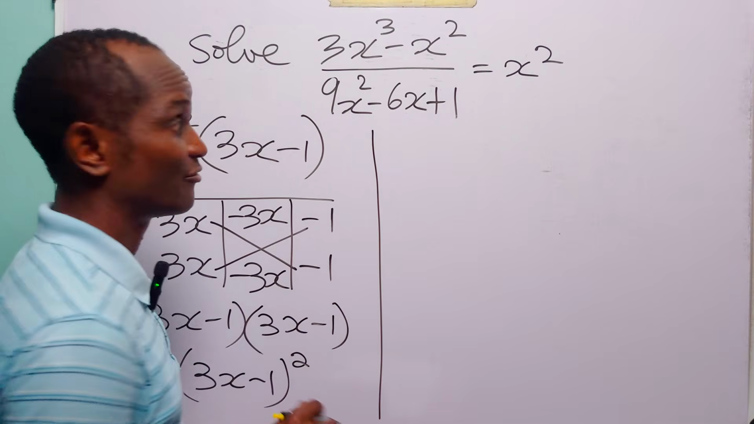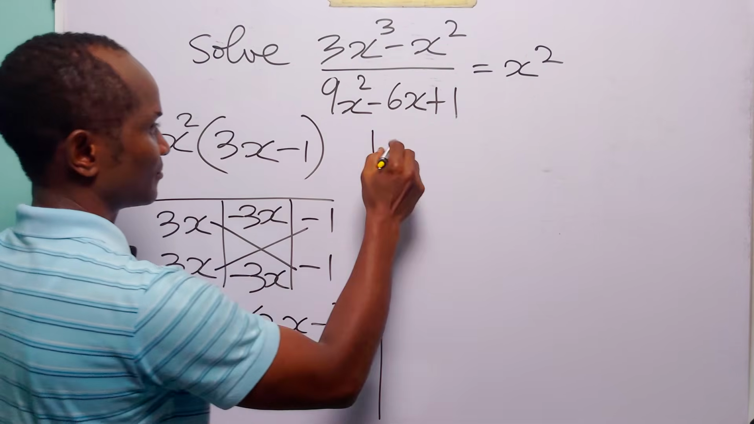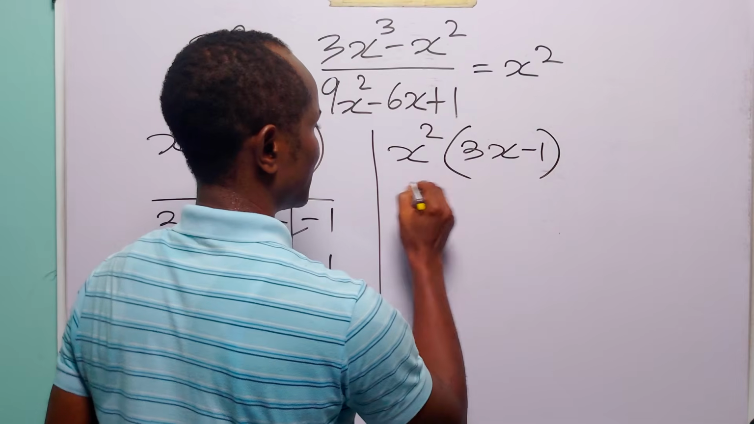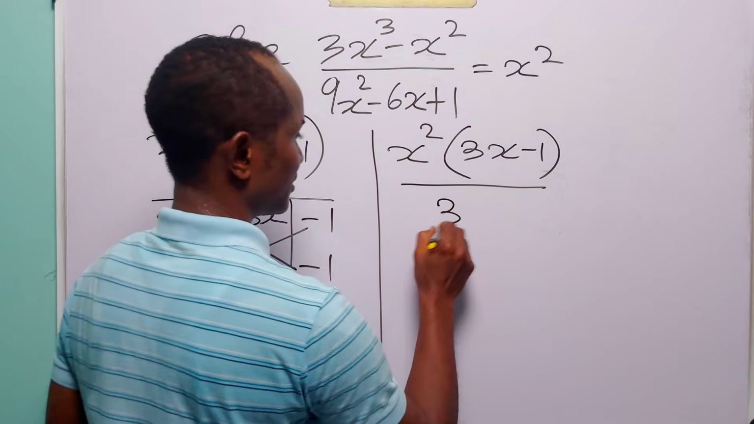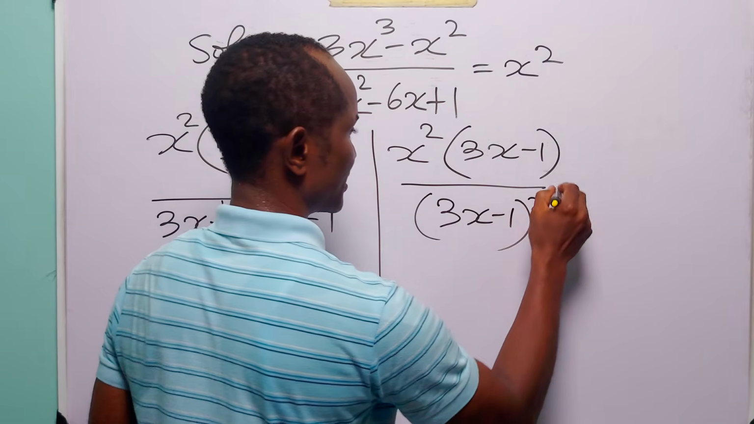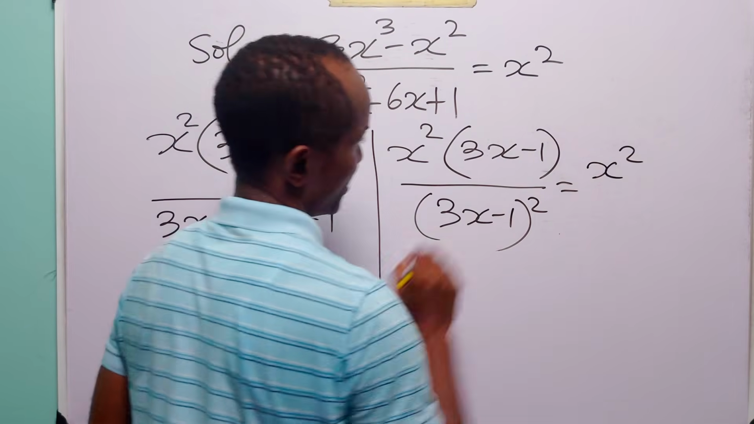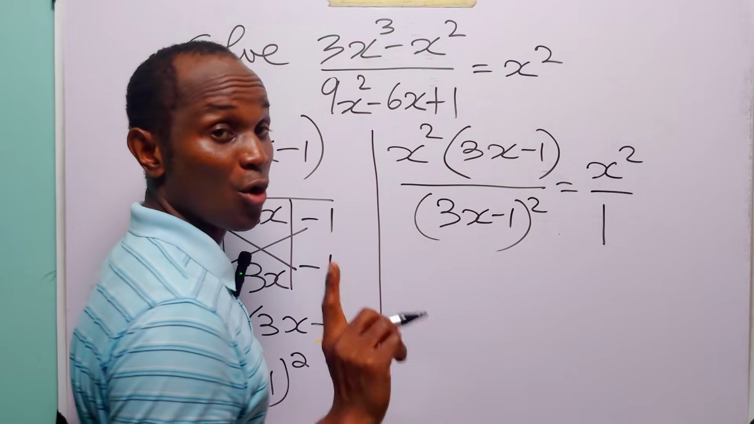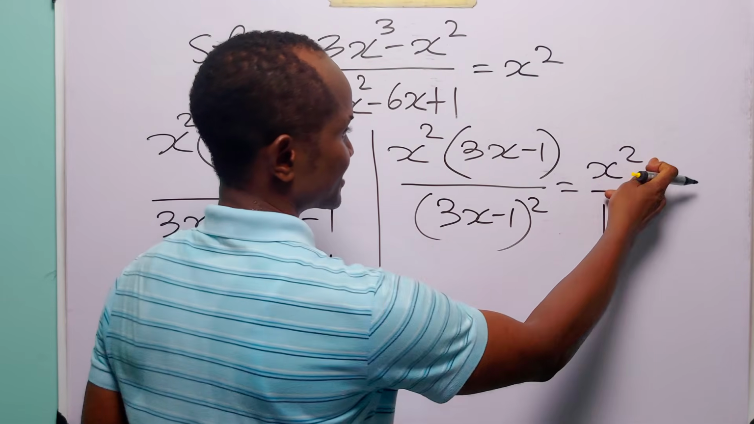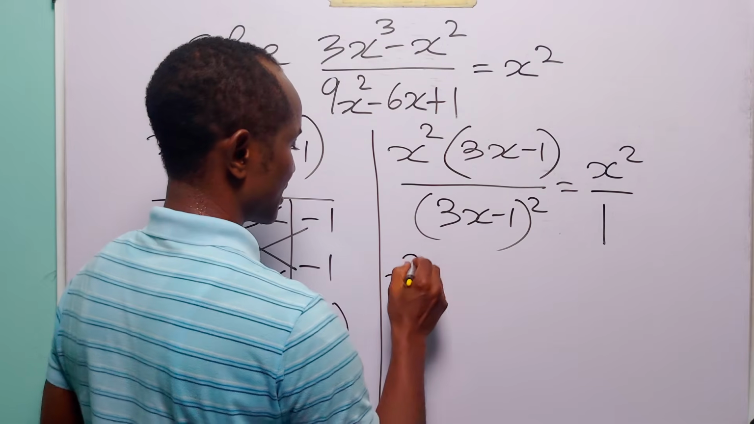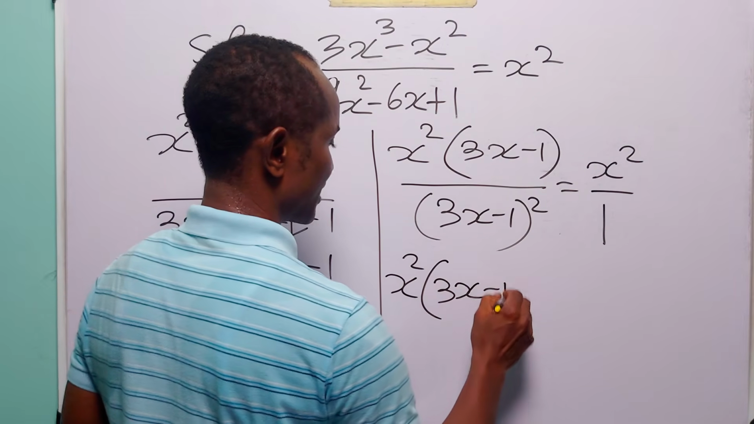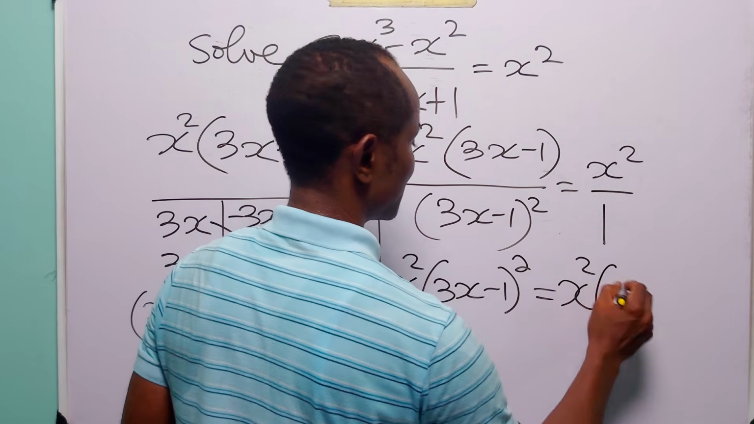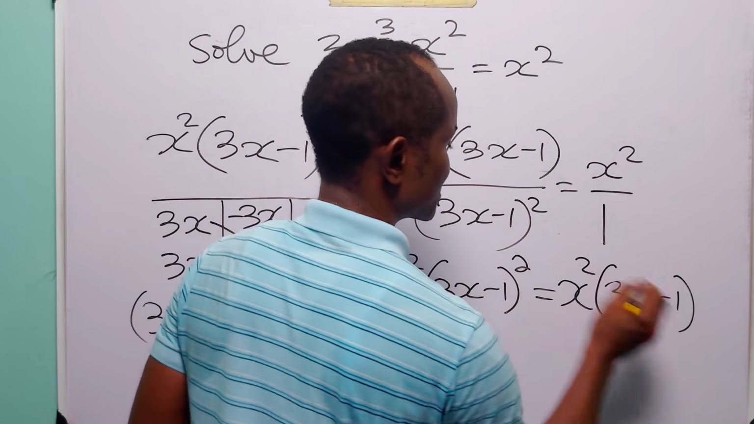So that means that we can rewrite this rational equation as x squared times 3x minus 1 divided by 3x minus 1 squared is equal to x squared. Now, the next thing we are going to do is that we will cross multiply. When we do that, we have that x squared times this, that is x squared times 3x minus 1 squared is equal to 1 times this, that is x squared times 3x minus 1.